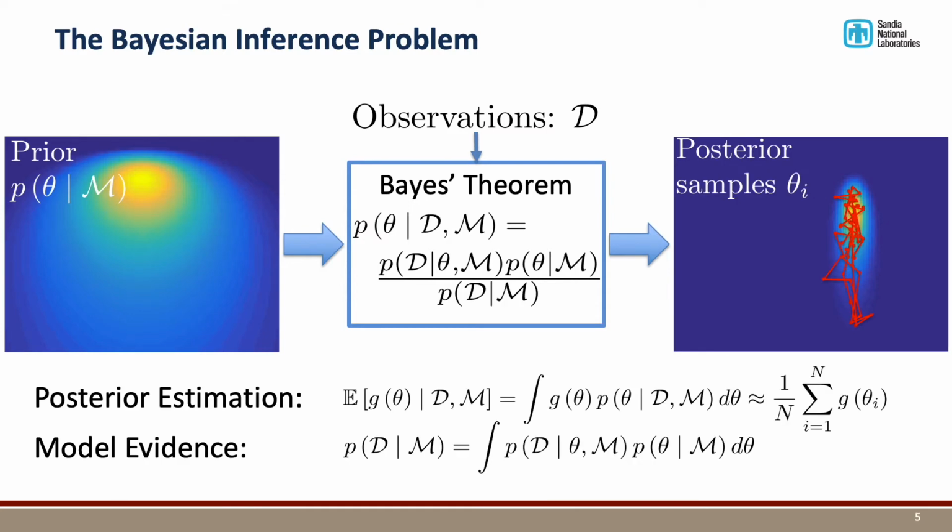Often we cannot work with these distributions directly because they are analytically intractable. However, we can use Markov Chain Monte Carlo to draw samples from the posterior distribution, where you have a Markov chain that explores the posterior and has the posterior distribution as its stationary distribution. These samples can then be used for posterior estimation.